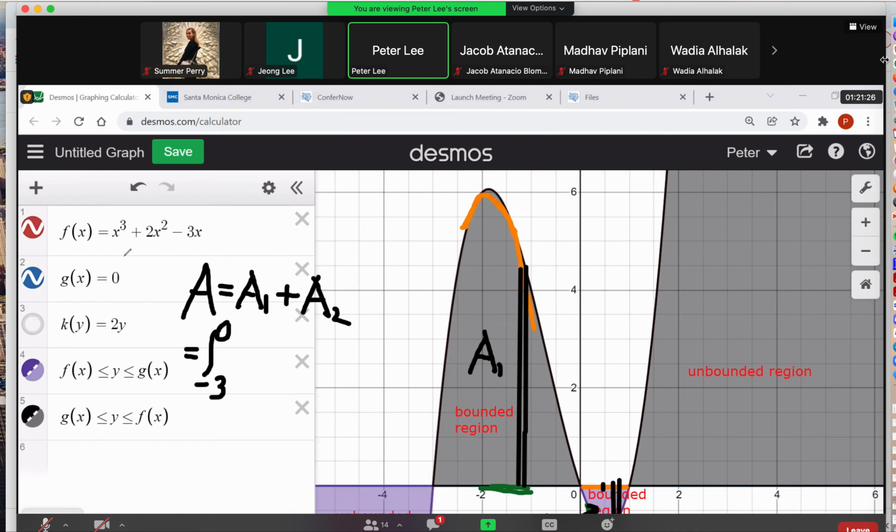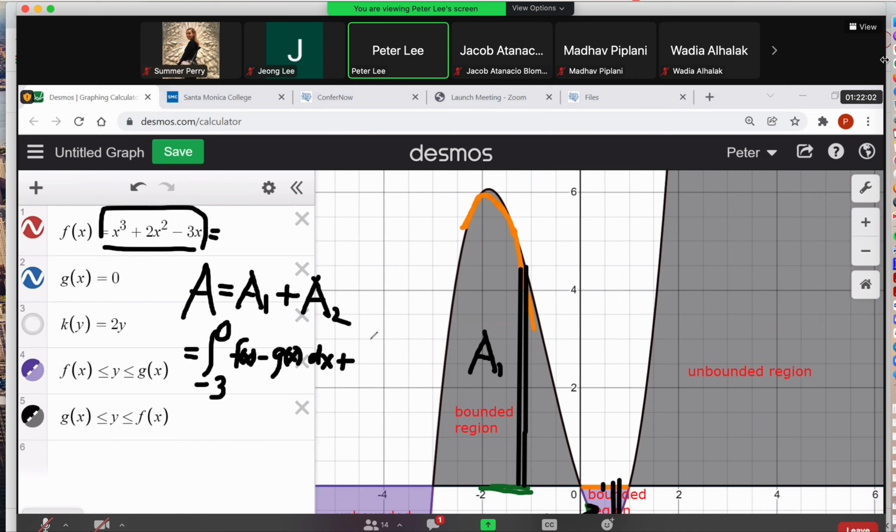What is the upper boundary? Upper boundary is this guy right here. This is what we call the upper boundary function. No, we cannot call this the upper boundary. This is the upper boundary only on the interval from -3 to 0. From 0 to 1, the upper boundary and the lower boundary change. So for A1, the upper boundary is f of x. And then minus g of x, the lower boundary function. In this case, g of x is 0, so we don't need this guy, but anyway, let me just write it. And then dx. And then plus, now what is A2?